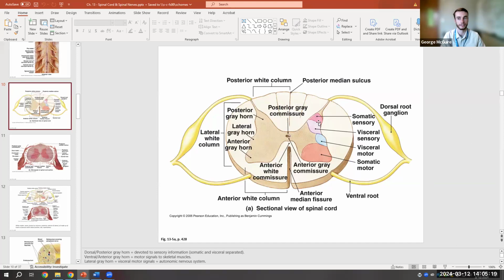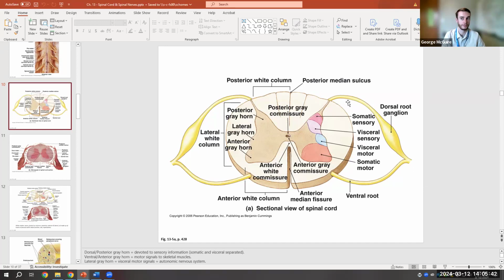Right, that is going to respond to that. Our motor responses are going to be sent descending down from the brainstem through the anterior or the ventral horns, and then some of the lateral for our visceral motor control. And then they will leave the spinal cord, they will leave the central nervous system through our ventral roots.